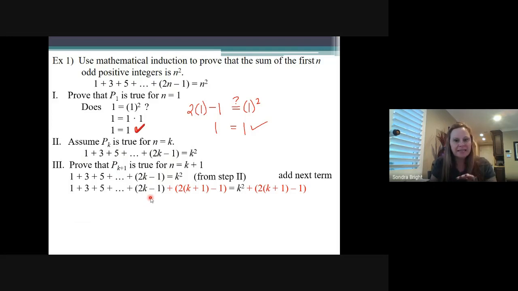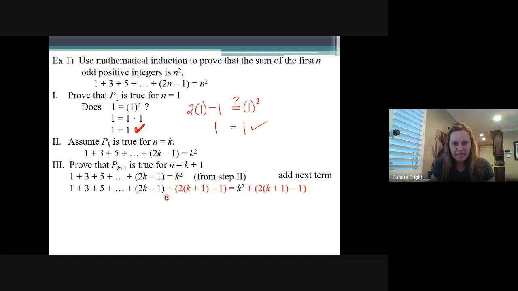And then what I did was I added the next term to the left-hand side. Now I'm plugging in the k plus 1 into n, right? 2 times k plus 1 minus 1. And then that's equal to the k squared here. What I added to the left-hand side was the very next term. And then I just added the exact same thing to the right-hand side of the equation. Remember, we've got an equation here, so as long as whatever you add to the left, you add to the right-hand side also, it's still a true statement, right?